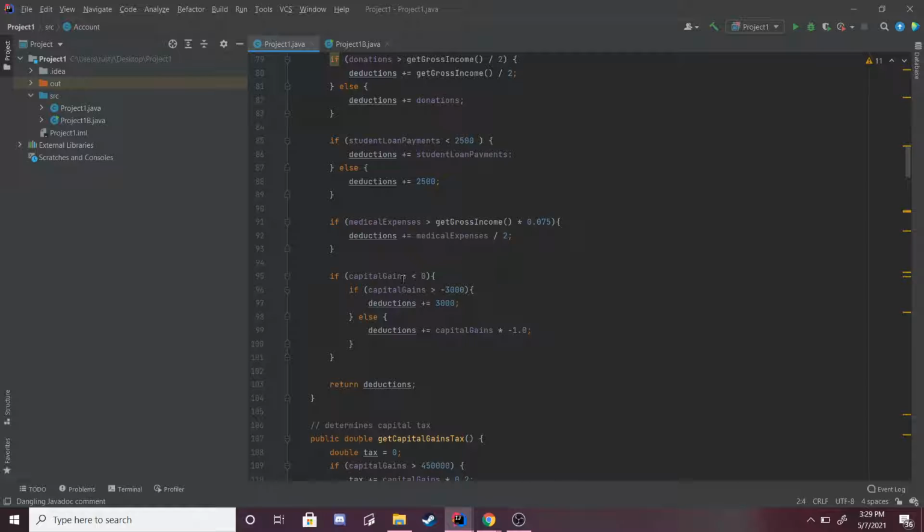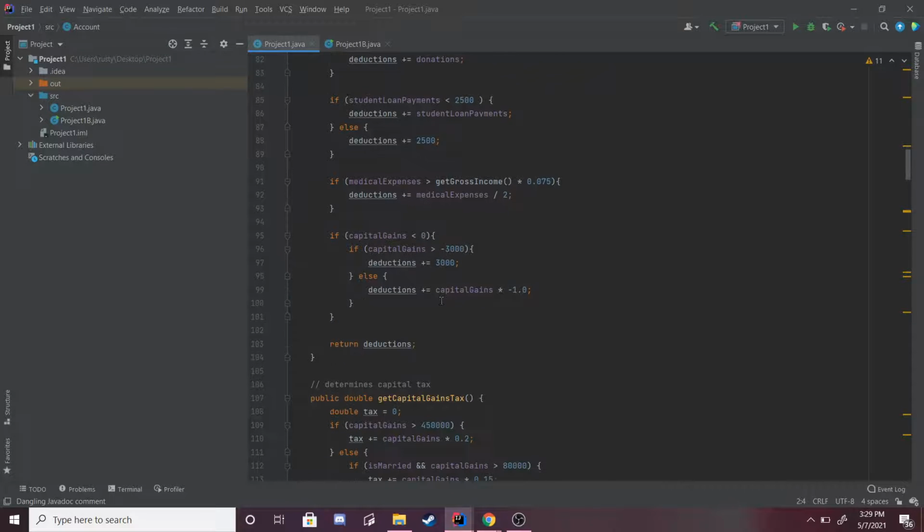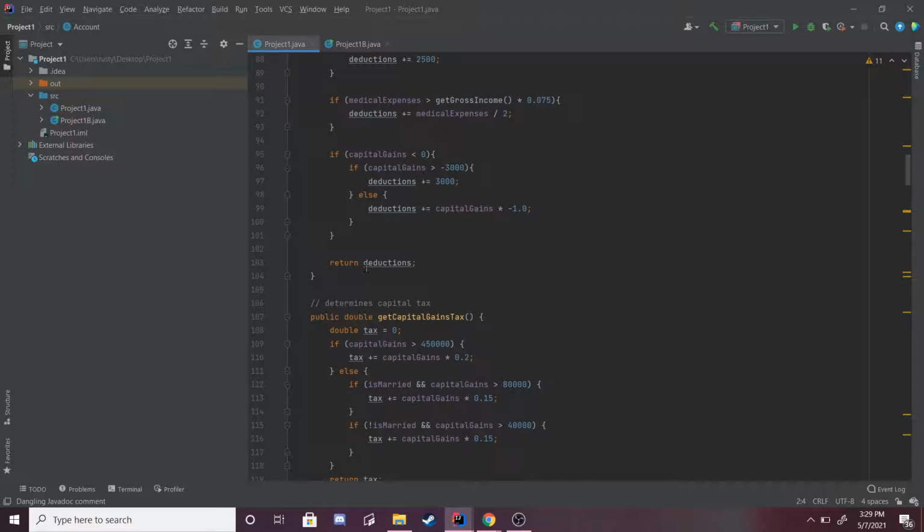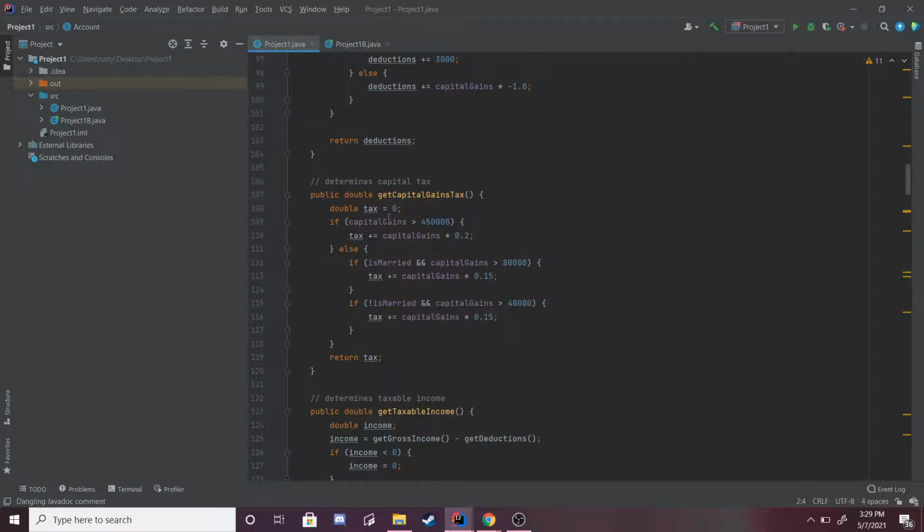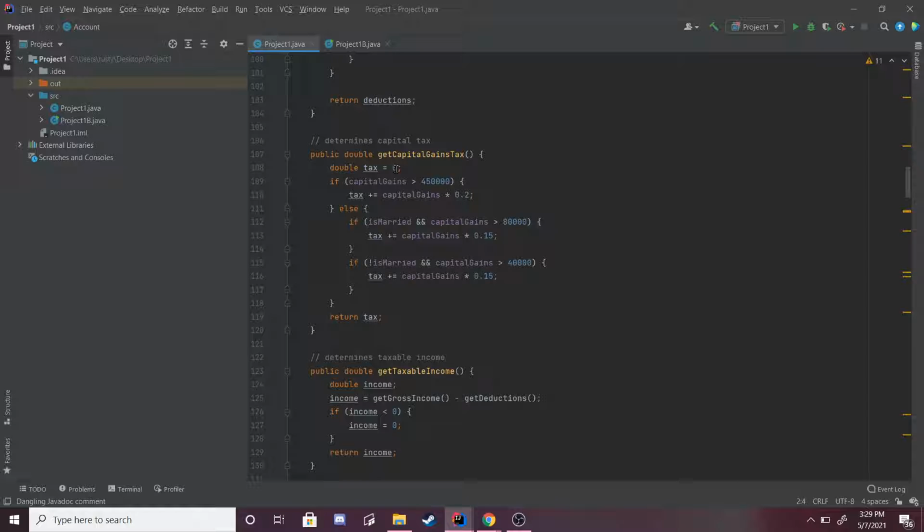And if the capital gains are less than 0, and if the capital gains are greater than negative 3,000, the deductions plus equal capital gains times negative 1, unless the deductions plus equal 3,000. And that'll return deductions.